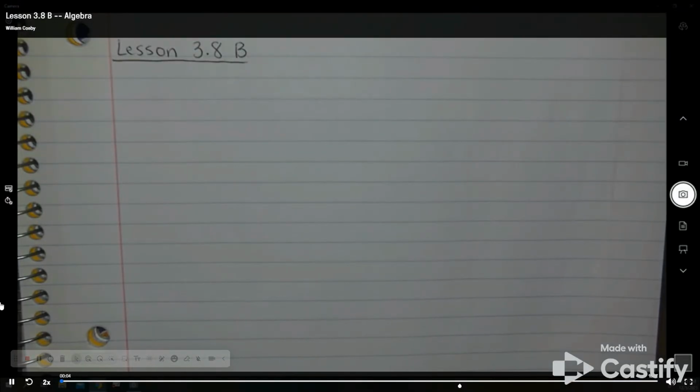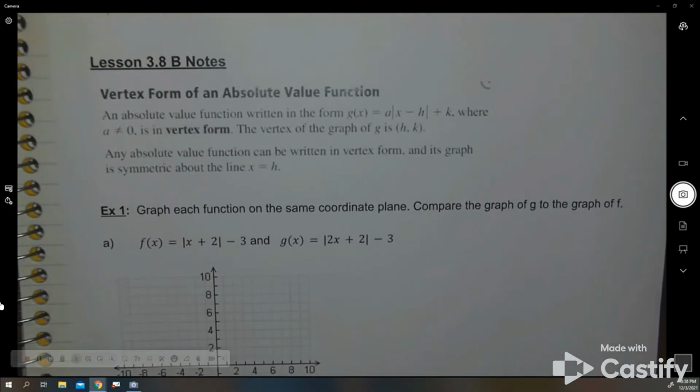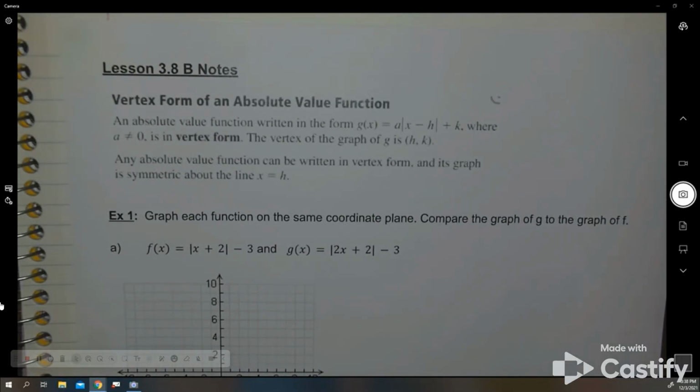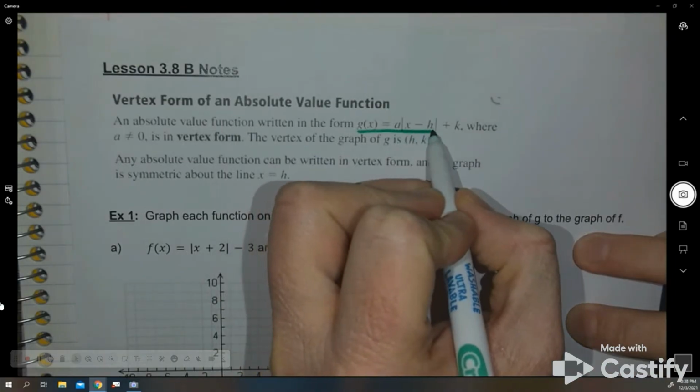3.8b. In this lesson, we're going to continue talking about absolute value functions, but we're going to talk about a special form for those absolute value functions. So the form we're going to talk about is called vertex form. And vertex form is this format right here.